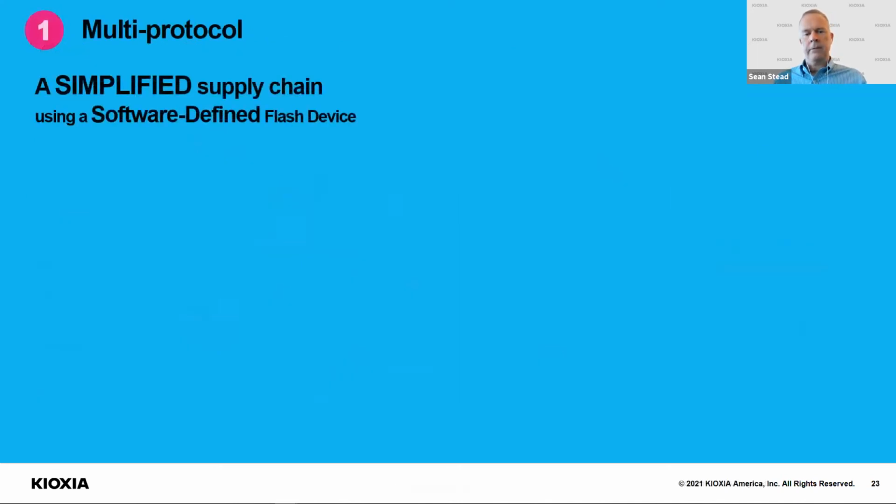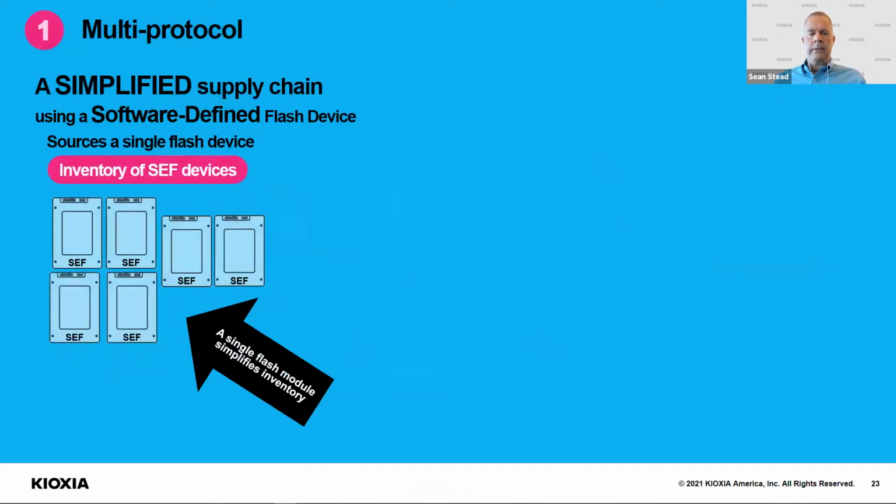So first off, the multiple protocols are more readily supported using a simplified supply chain of hardware. So one part number hardware device that can be deployed with as many of that same part number as needed to meet the capacity requirements. Or that one hardware device could be deployed and you just change its use case with this new software-defined flash technology. Now I'll show you how this works in the real world as we go through.